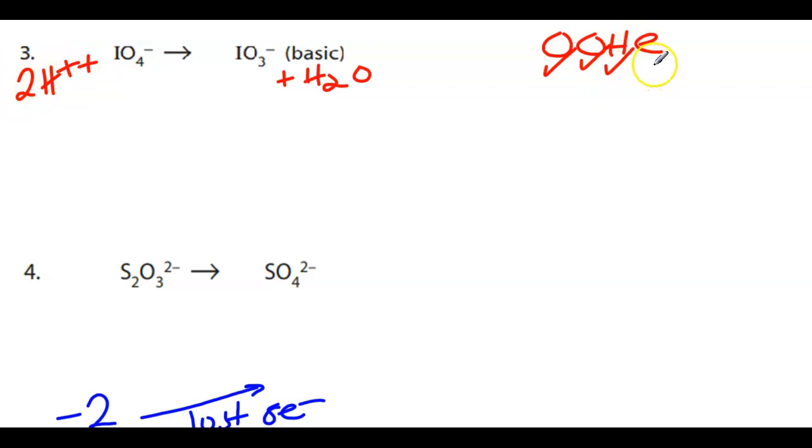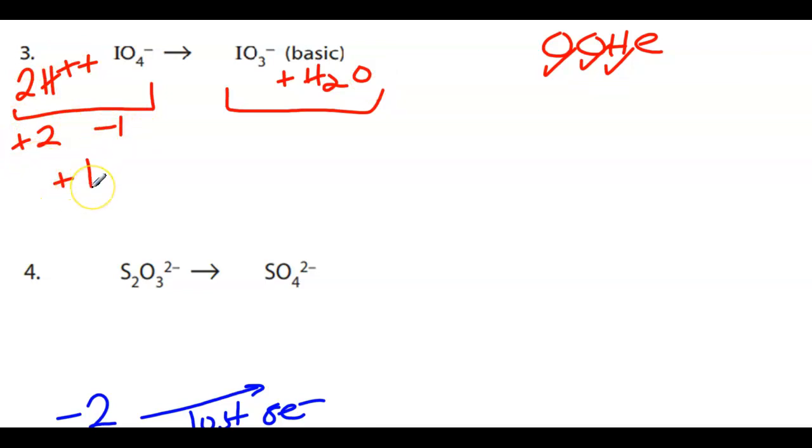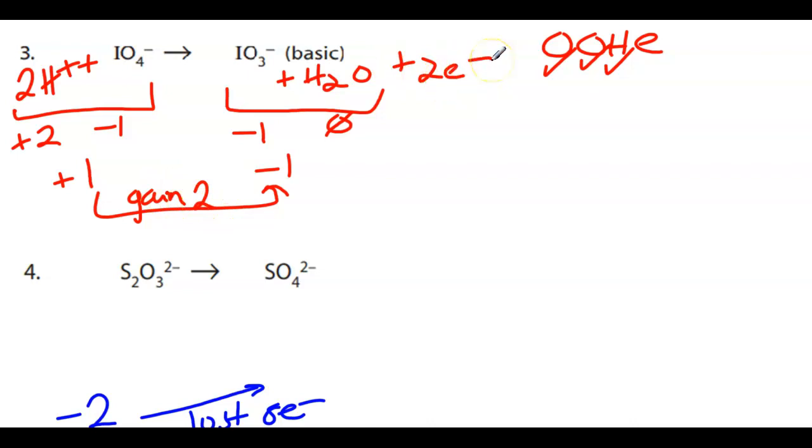Now for the electrons, let's do our products versus reactants. So our reactants, we have +2 and -1. So we have a total of +1 on the reactant side, and we have -1 and then 0, so we have a total of -1 on the product side. So to go from +1 to -1, what's happening here is we are gaining 2 electrons, right? So we're going to have +2 electrons.